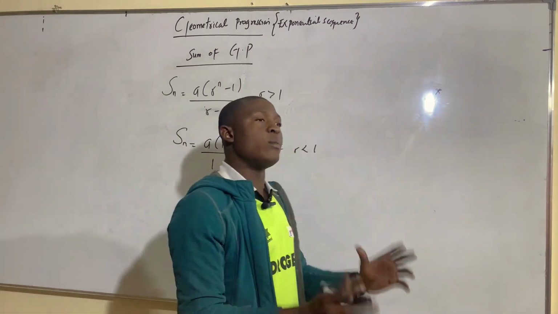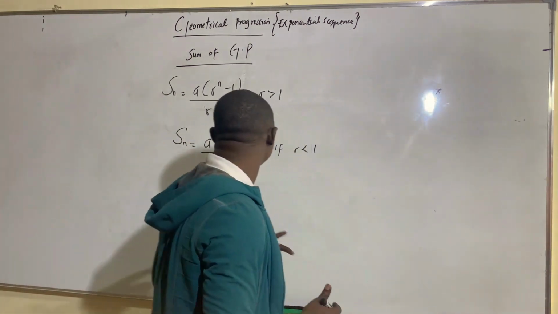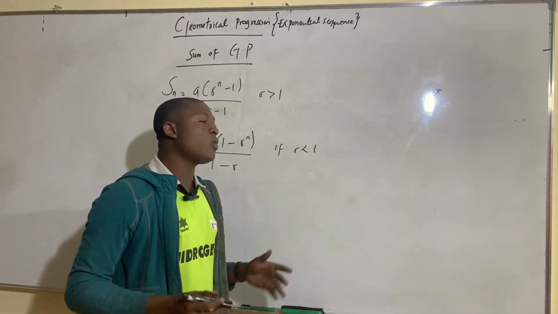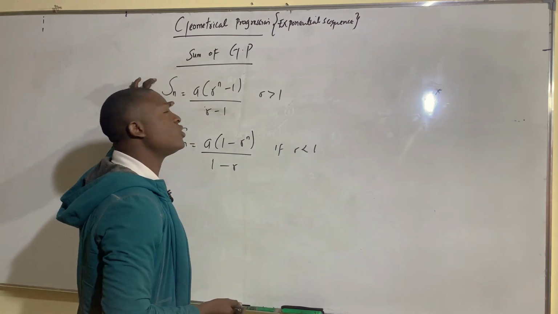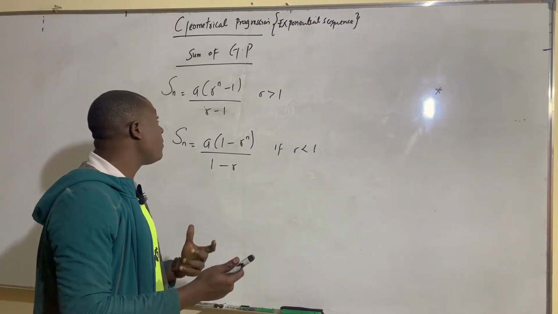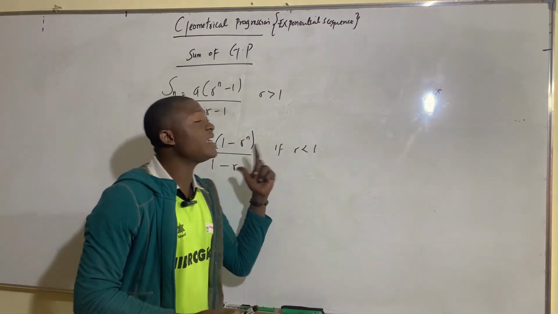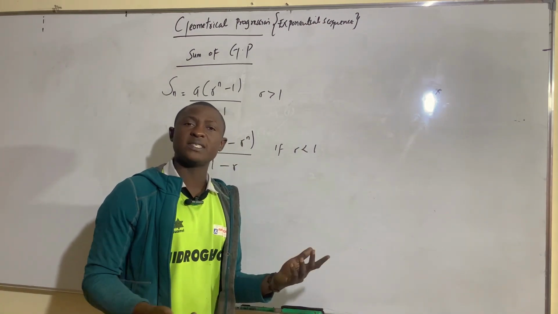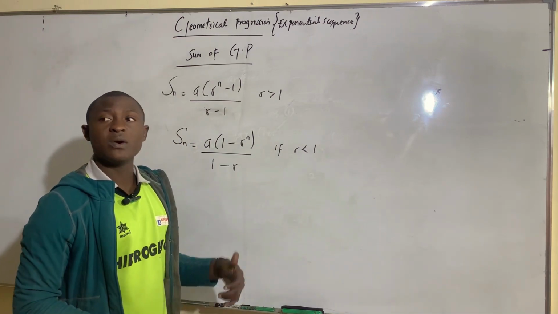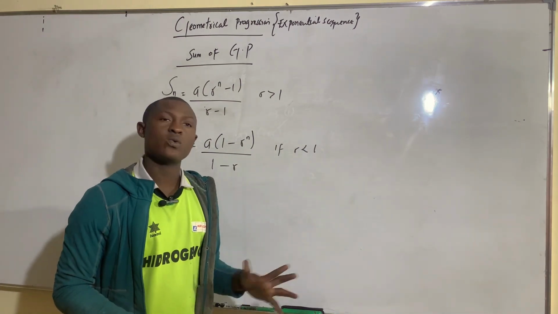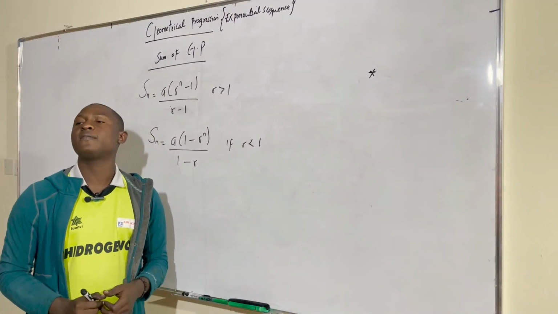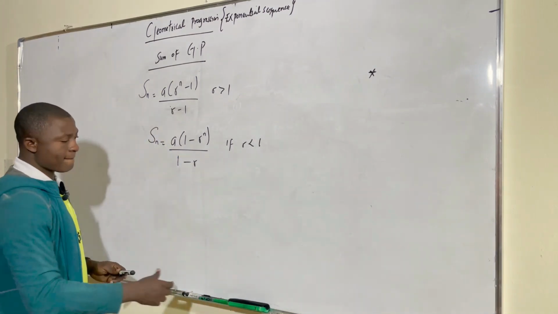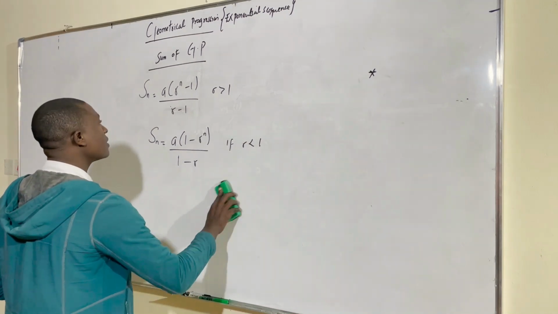If you are solving any problem and you see that the value of your r is bigger than 1, meaning maybe you get like 2 or 4 or 6 or 8, then you are going to apply the first one. But if you are solving a problem and you see that the value of your r is less than 1, meaning maybe it's like minus 2 over 3 or 2 over 3 or 1 over 3, that means the value is less than 1. So if it's less than 1, we are going to apply the second one. So it's based on the value that we have for the common ratio. So let's see some examples of that.